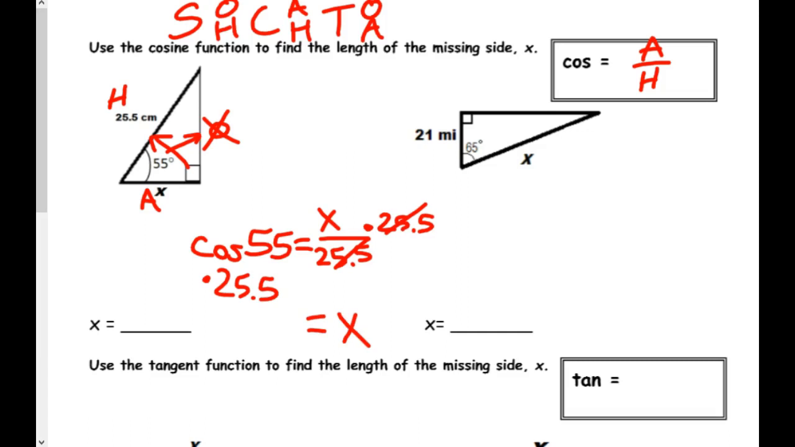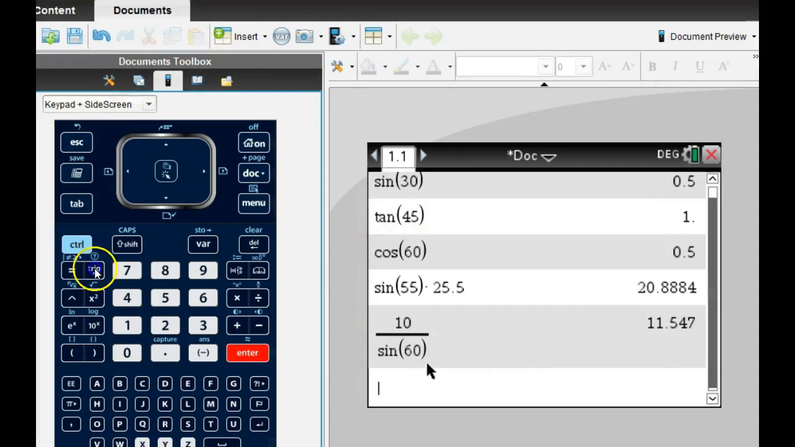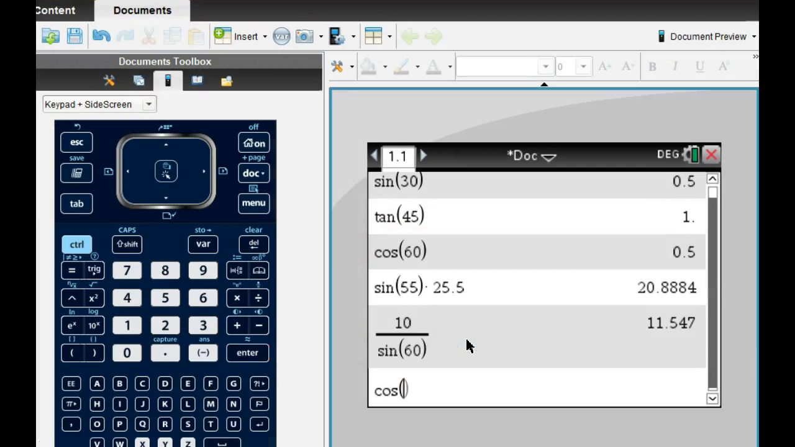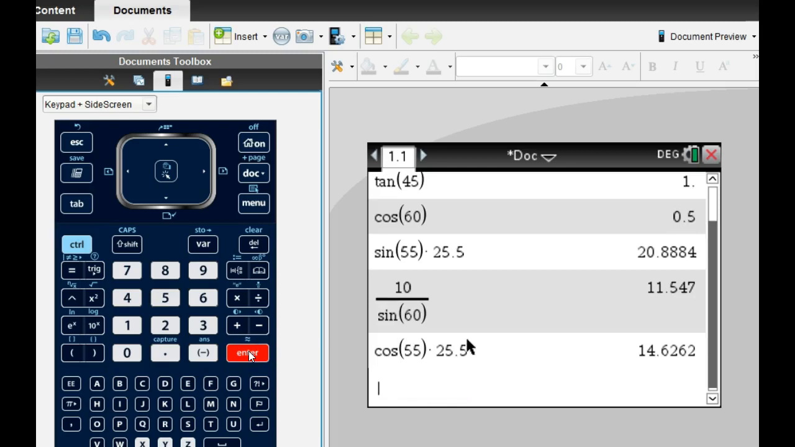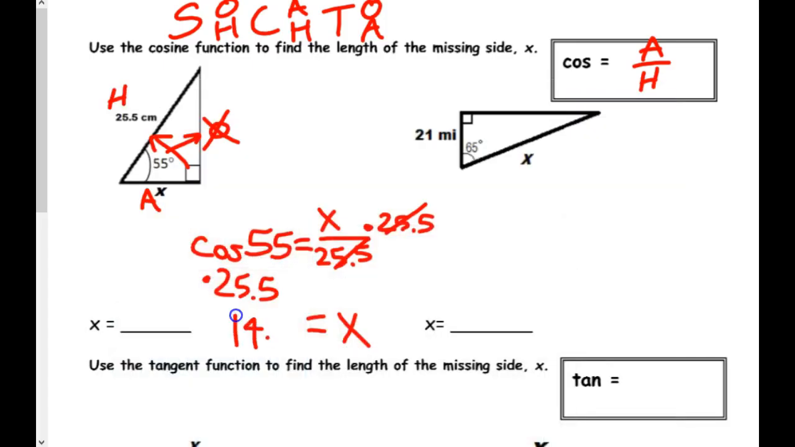And now all I have to do is type it in the calculator. Cosine 55 times 25.5. Let's do it. Cosine, what is it? 55, in the parentheses, times 25.5, which gives me 14.63, because that 6 makes the 2 go up. So 14.63. And that's my missing side.